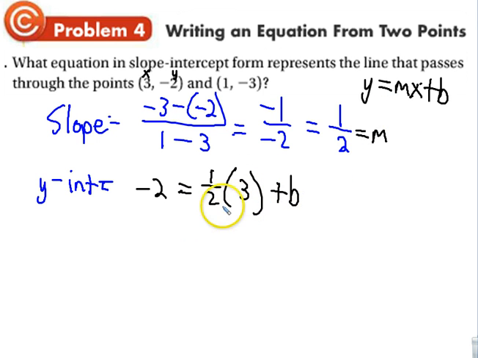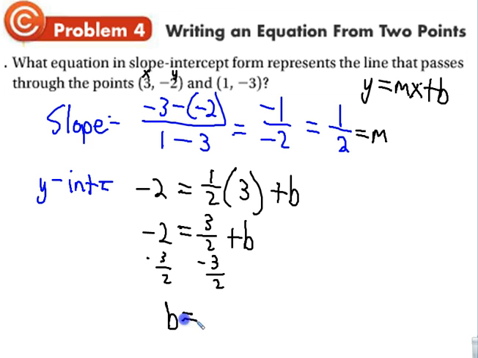So I just solve it now. So I have negative 2 is equal to 3/2 plus b. Okay, so now I subtract 3/2 from both sides. I get b is equal to whatever negative 2 minus 3/2 is, which is negative 7/2. So negative 3 1/2. Okay. So I know m, and now I know b. So I can plug it in.